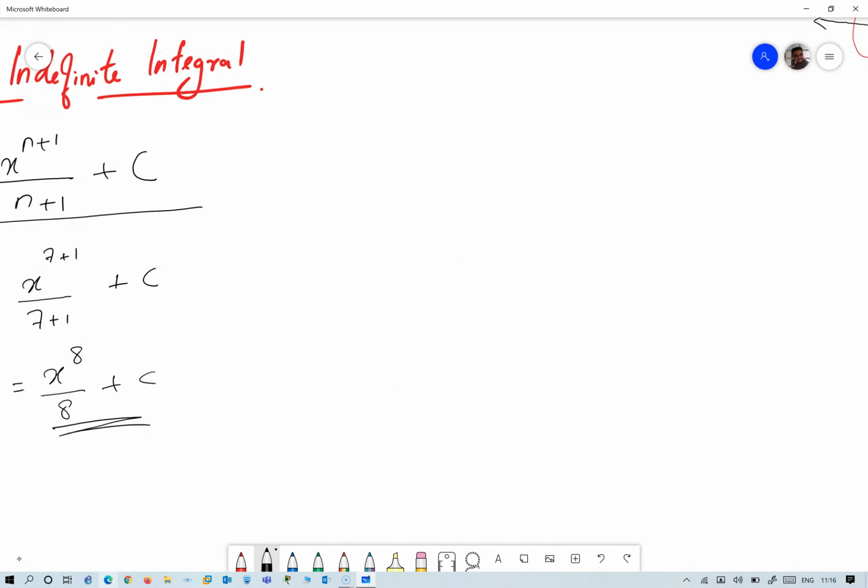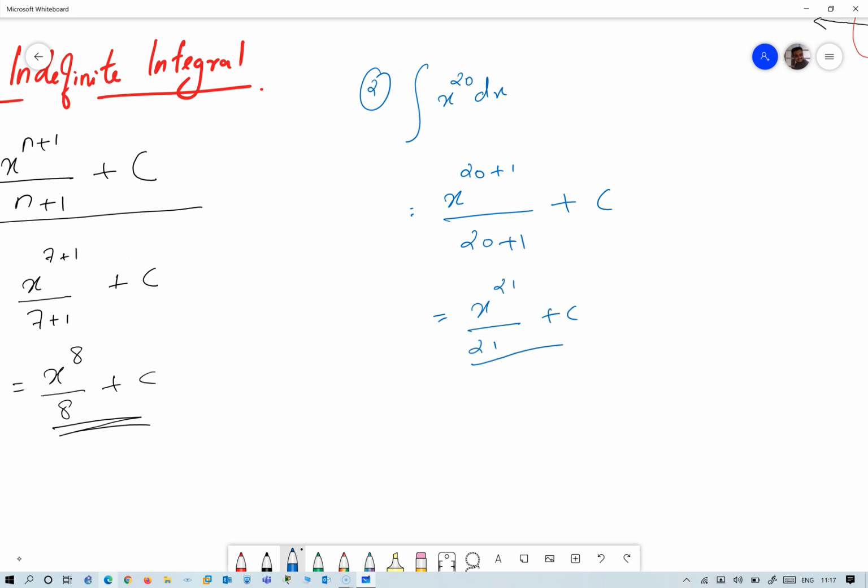Now let's see another question. Integral x to the power 20 dx. So this should give you x to the power 20 plus 1 over 20 plus 1 plus c, that is x to the power 21 over 21 plus c.